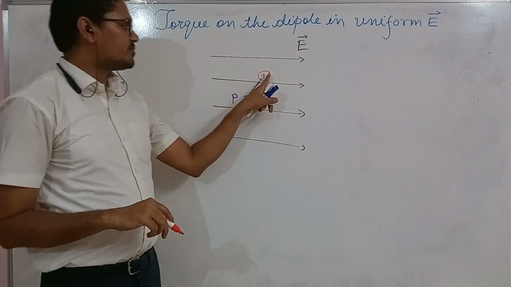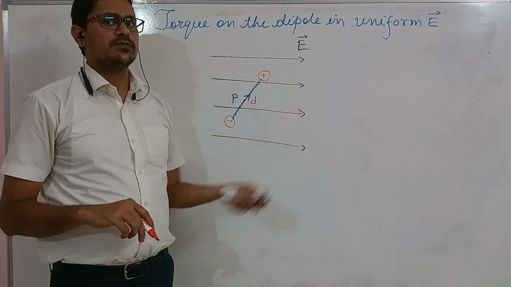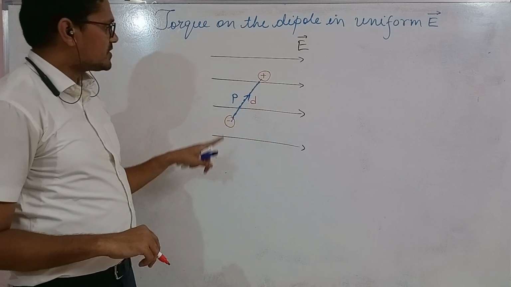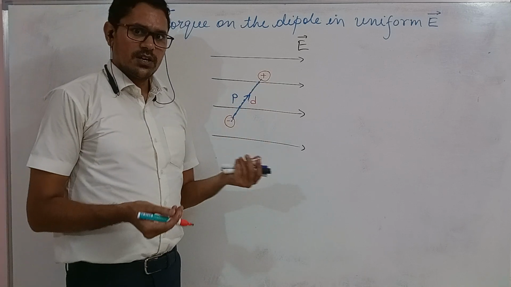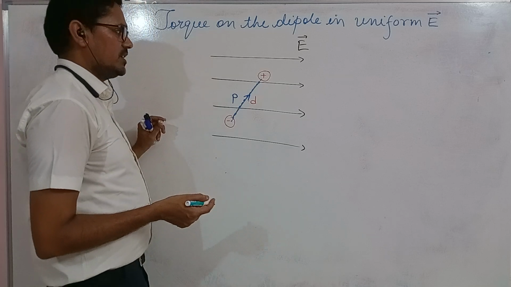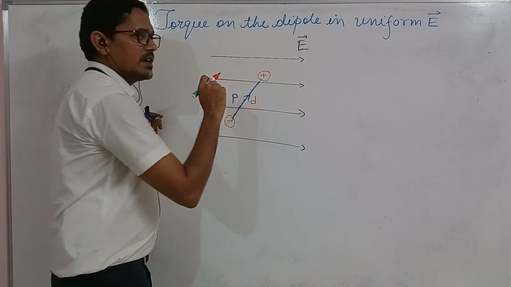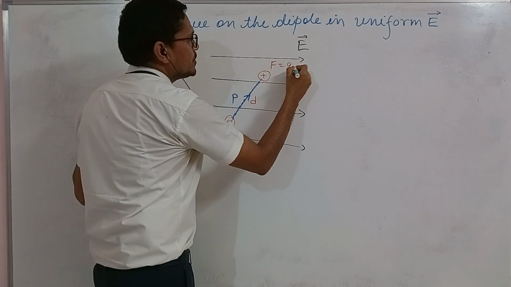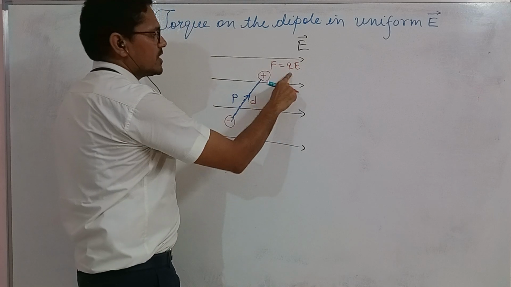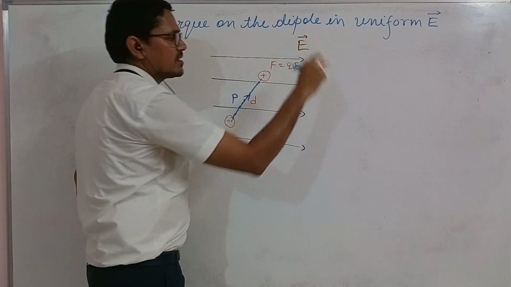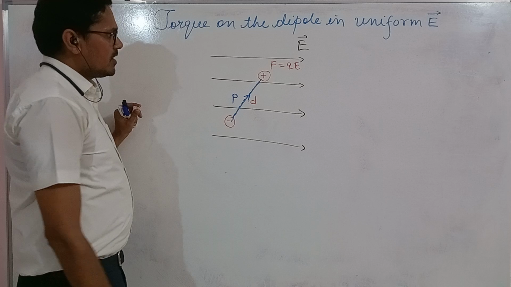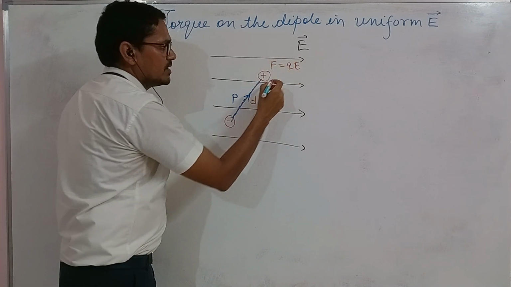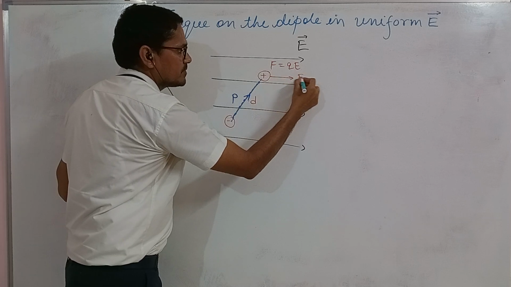So this positive charge will experience some force whenever it is kept in an electric field. At the same time, this negative charge will also experience some force when it is kept in a uniform electric field. The force acting on the positive charge is given by F equals QE, where Q is the charge and E is the strength of the electric field. The direction of this force would be along the direction of the electric field.